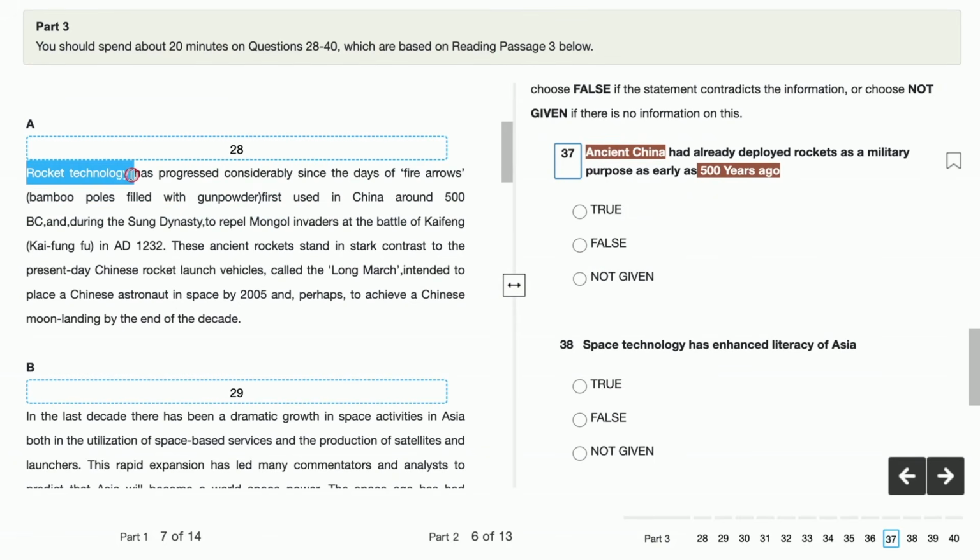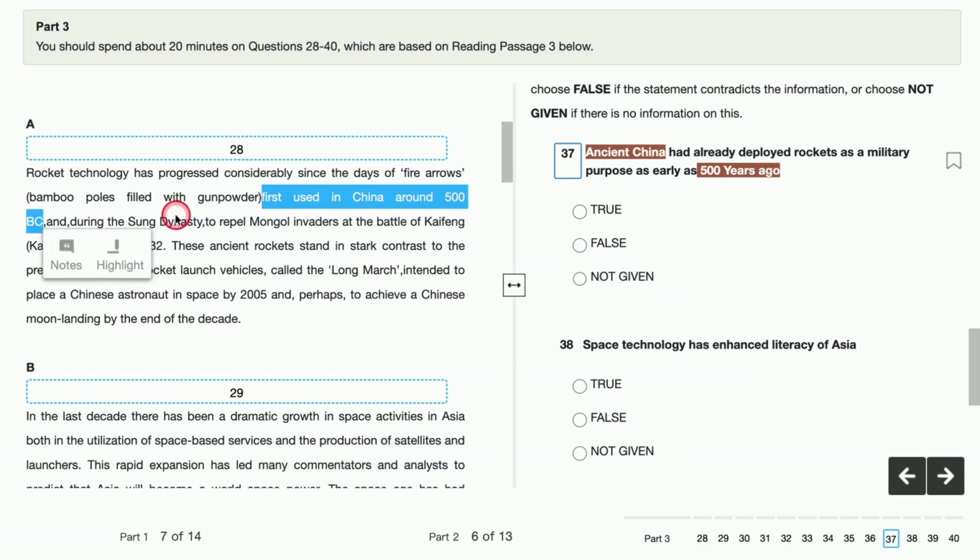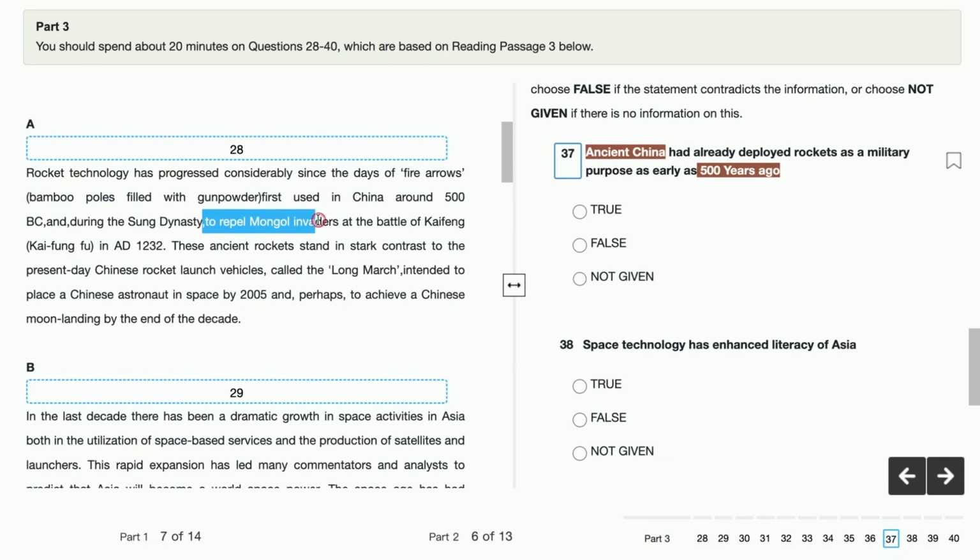So which one do you think is the answer? It says rocket technology first used in China around 500 BC to repel invaders at a battle. Repel invaders at a battle is using rockets as a military purpose, right? You may not know the word repel, but you must know the word battle.